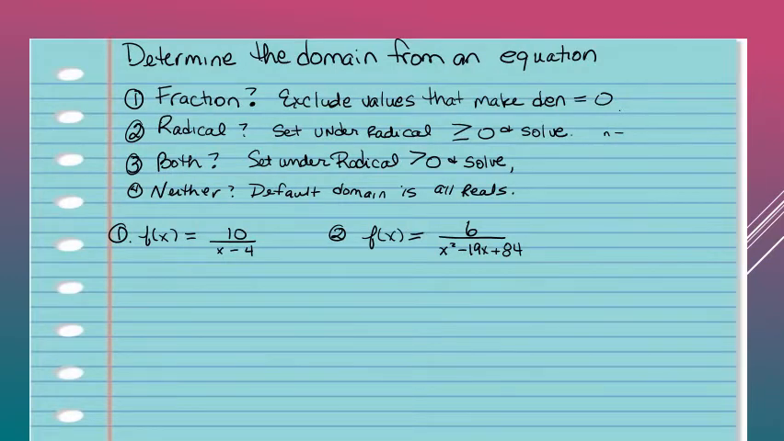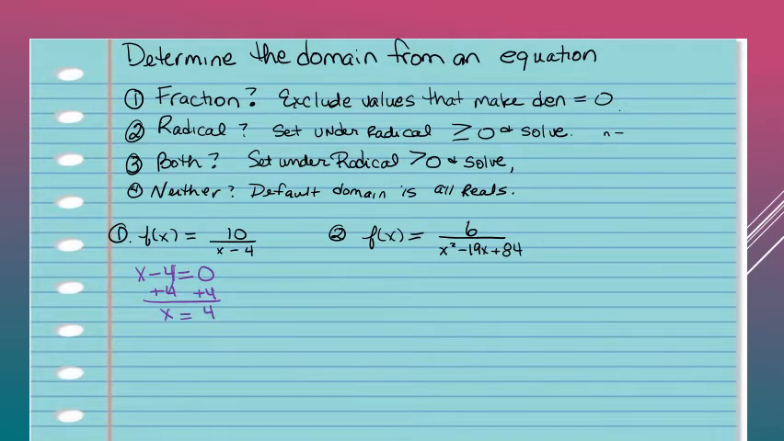So in this video, we are going to determine the domain from an equation. Basically, we look at the equation and decide if it has fractions or radicals, both or neither. And from that study of the equations, we know what to do. So for number 1, we have a fraction. And so we take the denominator and set it equal to 0 and solve and determine what our excluded value will be from the domain.